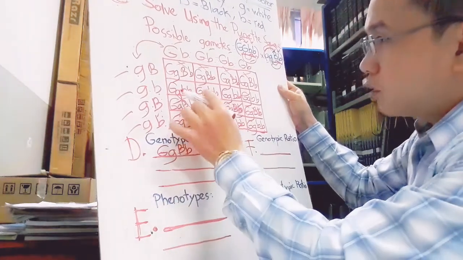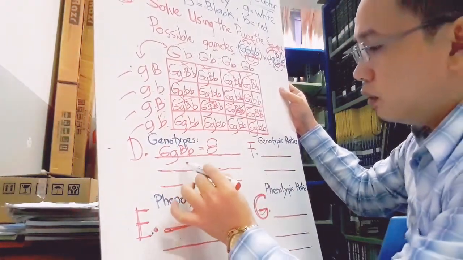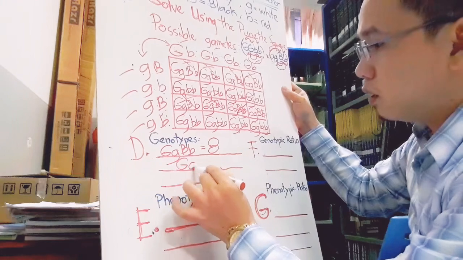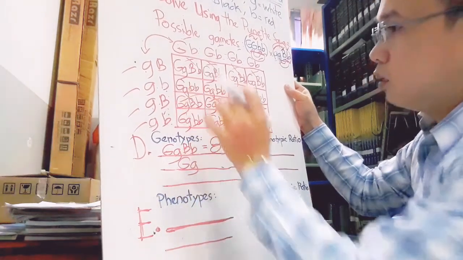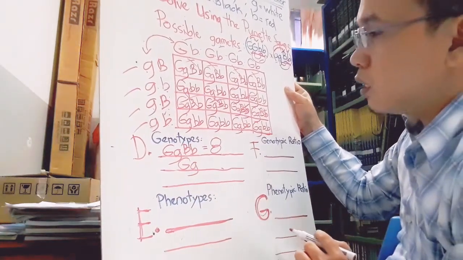Okay, next part, we have to find out this appearance: heterozygous gray and homozygous recessive white.